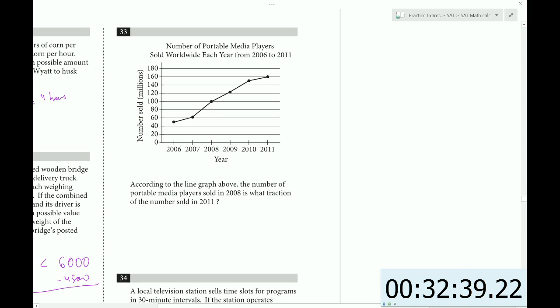According to the line graph above, the number of portable media players sold in 2008 is what fraction of the number sold in 2011? Okay, so 2008, 2011. So 2008 is 100, 2011 is 160. So 100 is what fraction of 160? So we just have to divide 100 over 160. The zeros cancel out. We get 10 over 16, which is 5 over 8.